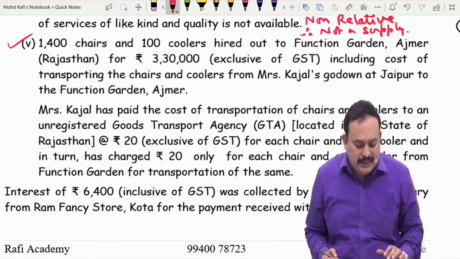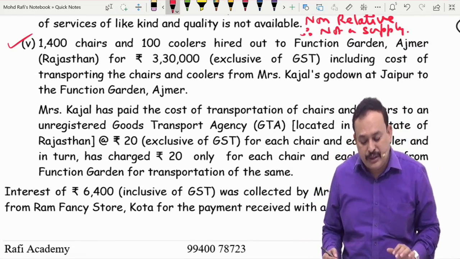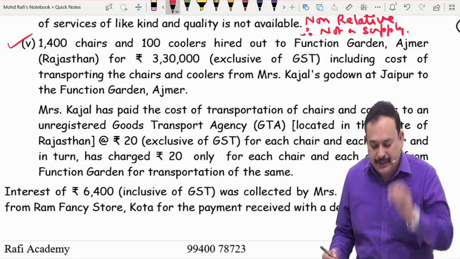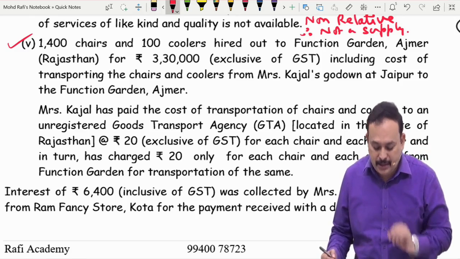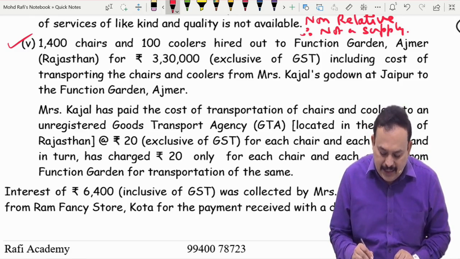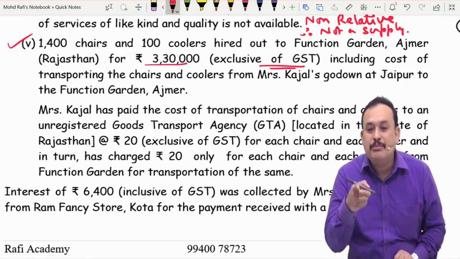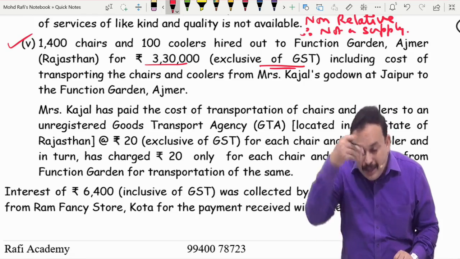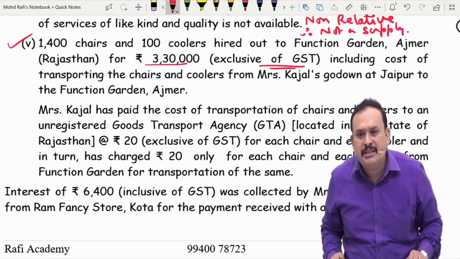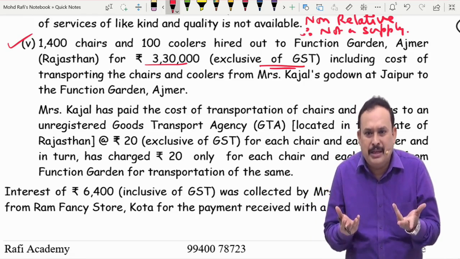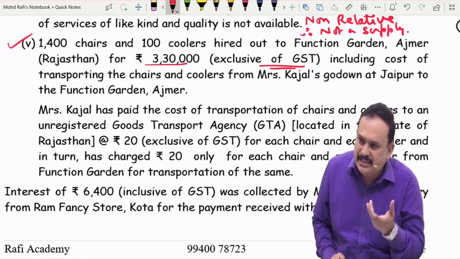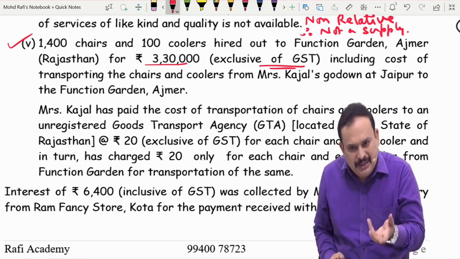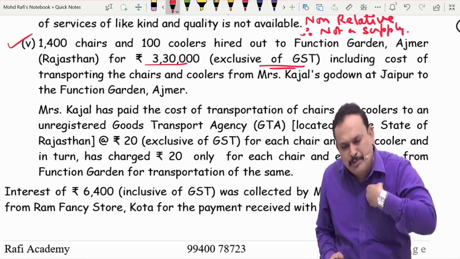Further, point number 5. 1,400 chairs and 100 coolers hired out to a function hall, namely function garden, Ajmer, Rajasthan, intrastate supply. How much value? 3,30,000, inclusive of GST. Means what? It is a fair sale. I told you, who is bearing the transportation charges? Supposed to be borne by the supplier. I am hiring out my chairs and coolers, so I should provide them to your place. So transportation is included in that.